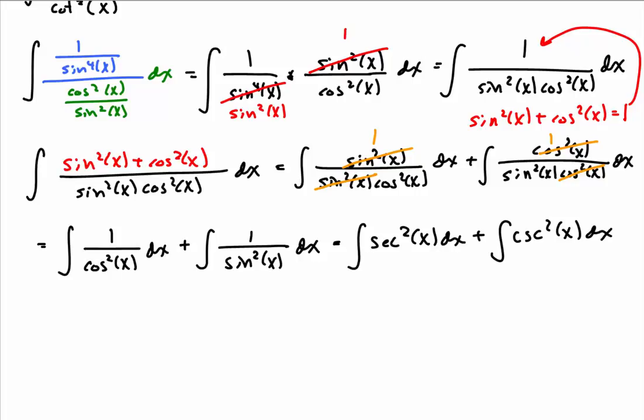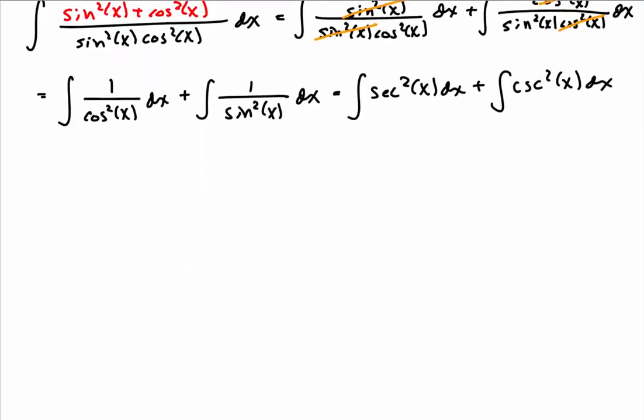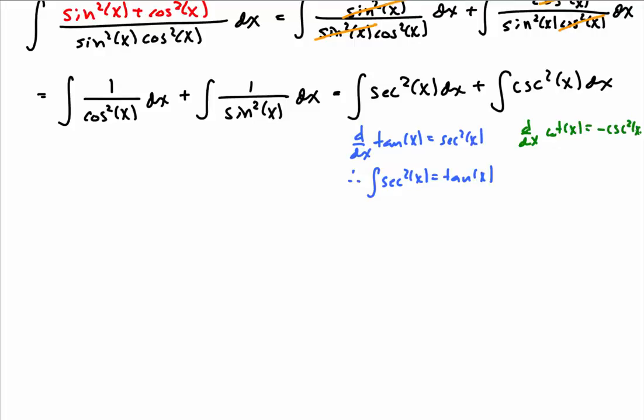Now again, I always say think about derivatives and antiderivatives. So the thing we want to think about here is the derivative of tangent is secant squared. Therefore the integral of secant squared is tangent. Antiderivative here. Same thing over here. The derivative of cotangent is negative cosecant squared. Therefore the integral of cosecant squared, I just move the negative across, is negative cotangent. So I'm using that idea of an antiderivative.